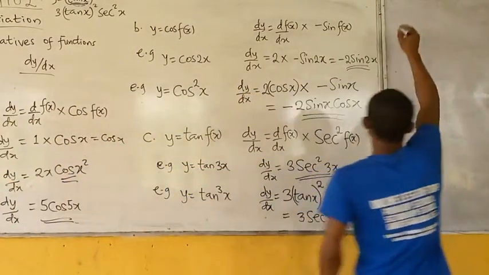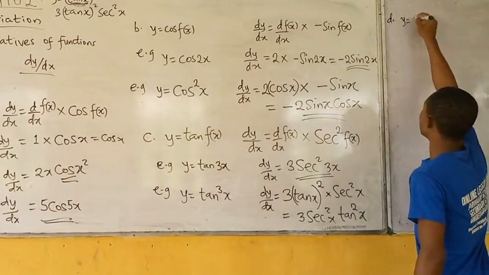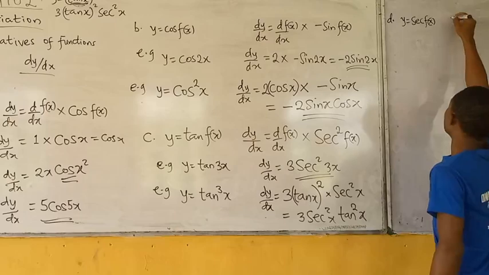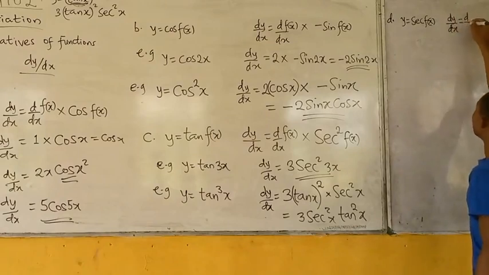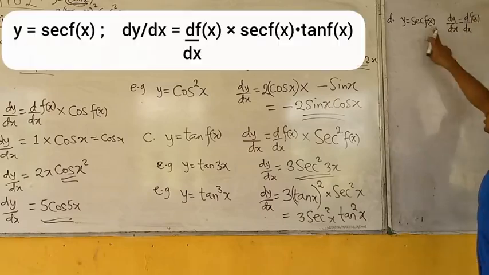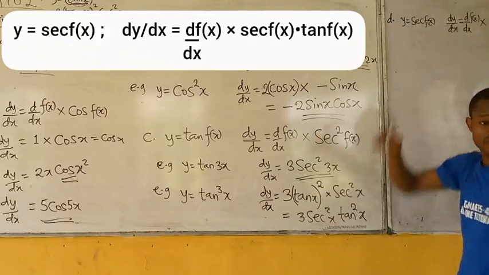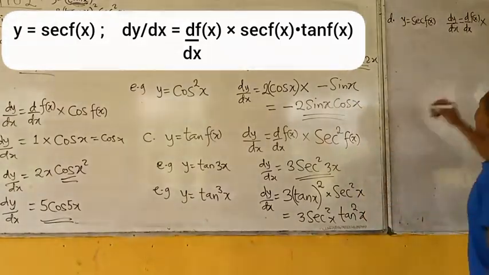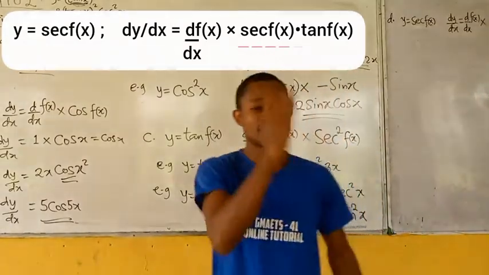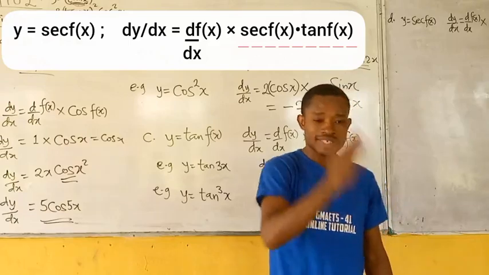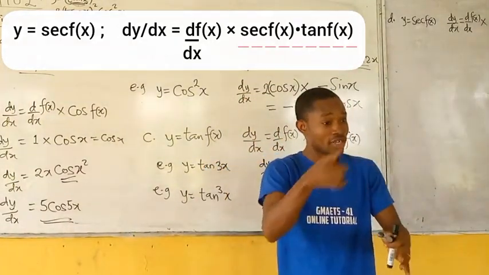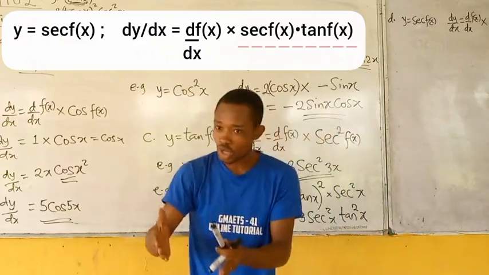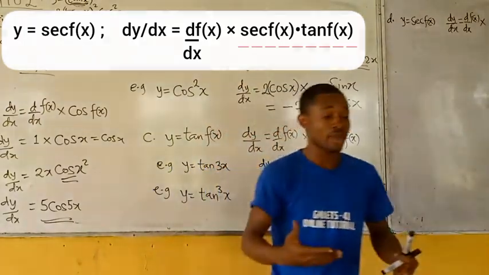D. You are given y to be equal to sec f of x. If you differentiate sec f of x, dy/dx is going to be equal to differentiate the minor function with respect to x, then times the standard derivative of this major function sec. The standard derivative of the major function sec is, are you ready? Sec tan. That is sec times what? Tan. The only thing is that the sec will carry the original minor function f of x. Are you getting me? And the tan will also carry what? The original minor function f of x.